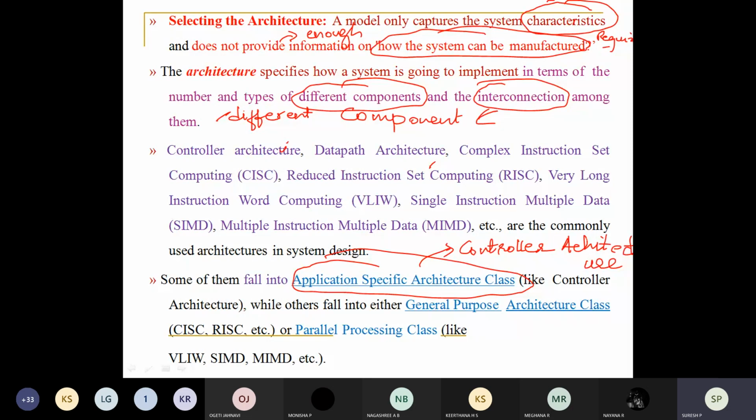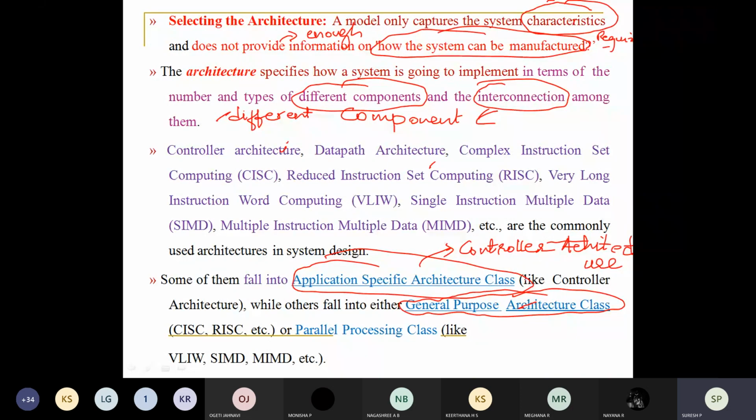Some will come under the application specific class, which will be used by controller architecture. Some will fall into the general purpose architecture class. Your general purpose architecture classes are nothing but complex instruction set computer, reduced instruction set computing, and parallel processing classes like VLIW, which stands for very long instruction word, SIMD, which stands for single instruction, multiple data, and MIMD, which stands for multiple instruction, multiple data.